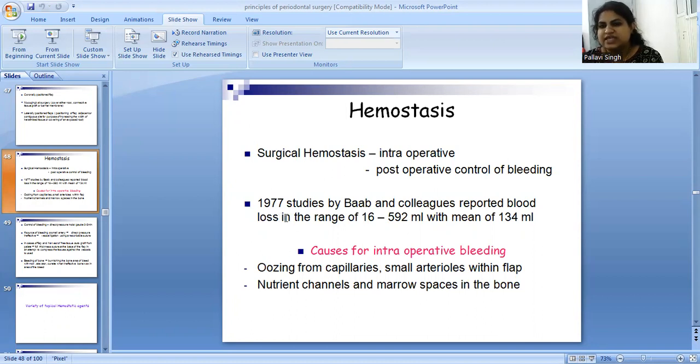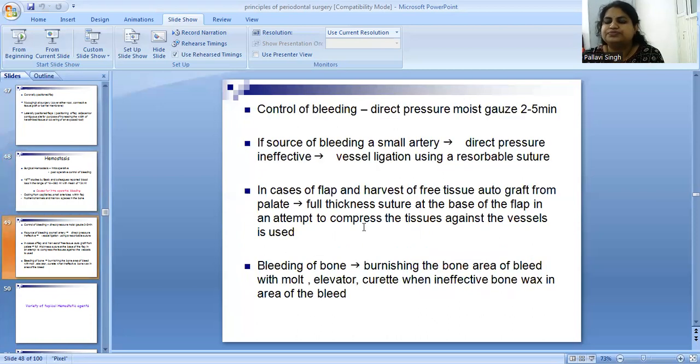In 1977, studies by Babb and colleagues reported blood loss in the range of 16 to 592 ml with a mean of 134 ml. So you can see that the loss of blood is significant in the case of periodontal surgery. There can be many causes for intraoperative bleeding. There can be oozing from the capillaries and small arterioles within the flap, and there can be opening of the nutrient channels and narrow spaces in the bone.